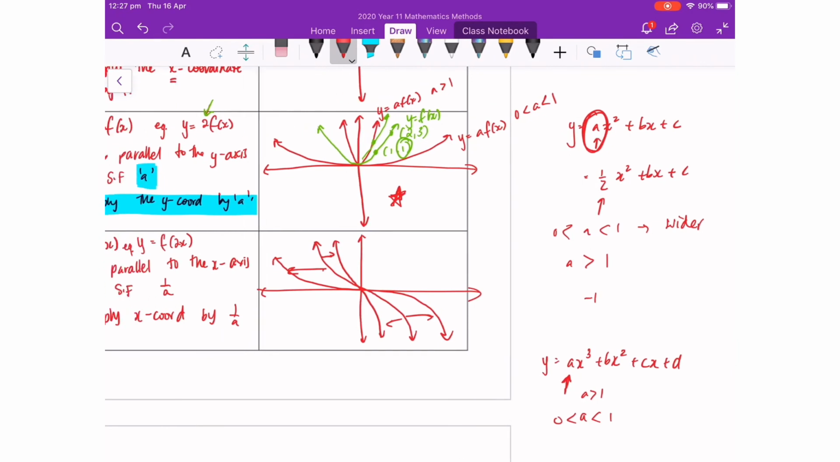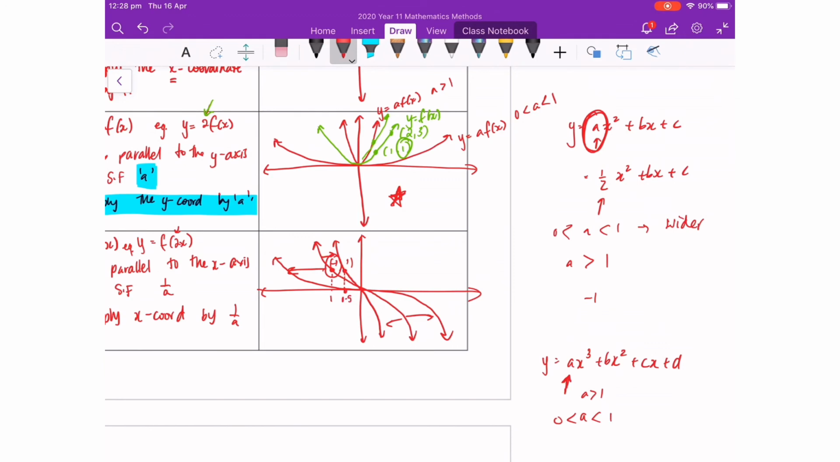Okay, and the way you do that, you'd get a point on your original. So if this is, for example, -1, 1, you would multiply your x coordinate by 1 over a. So for example, if it was 2, you'd multiply it by 1 over 2, which would be a half. So instead of being here, where this is 1, it'll be at a half, which is here.